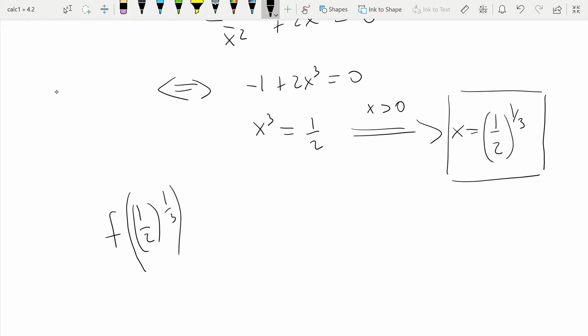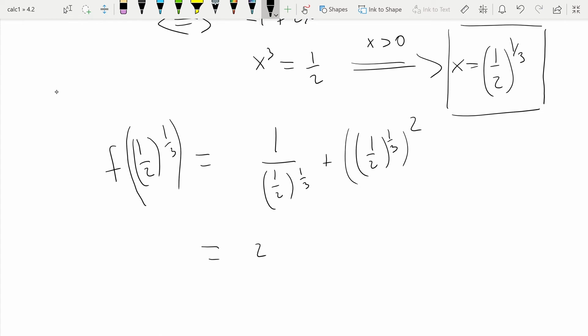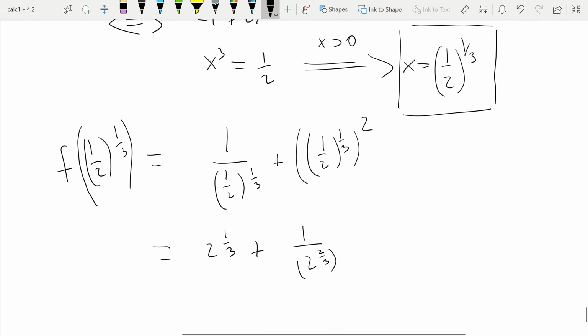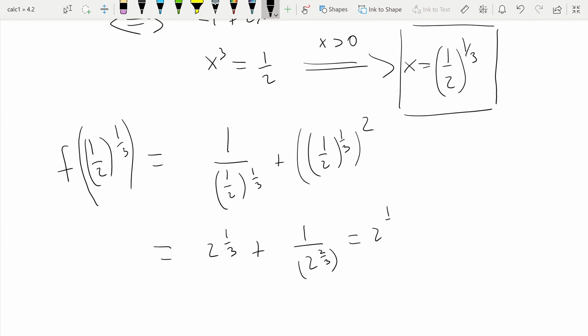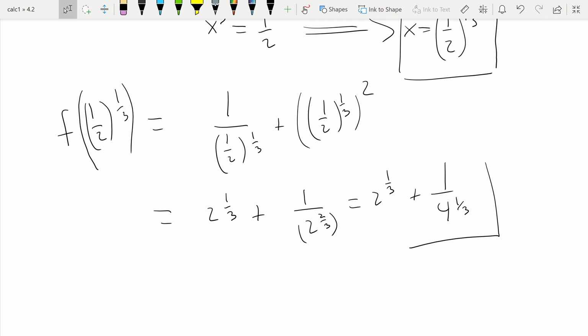What is this equal to? It's 1 over 1 half to the 1/3, plus 1/2 to the 1/3 squared, which is 2 to the 1/3 plus 1 over 2 to the 2/3. Here there's not much more we can do. 2 to the 1/3 is 1 over 4 to the 1/3. This is the minimum value we're looking at.